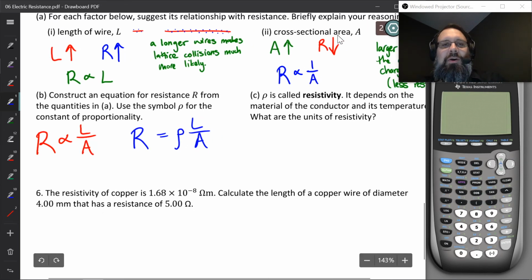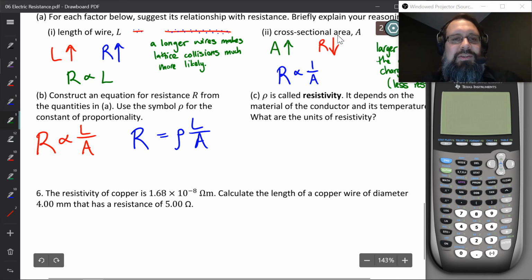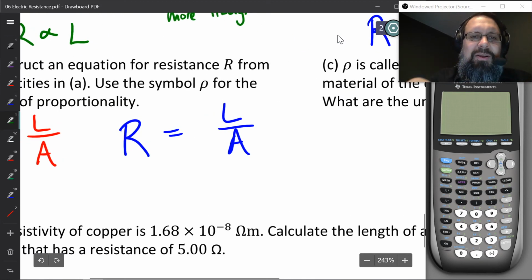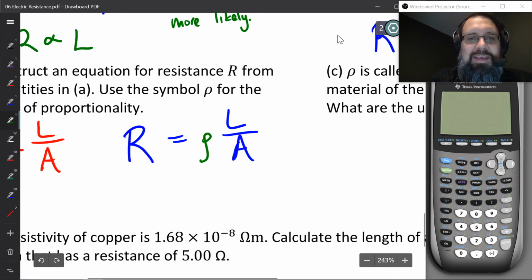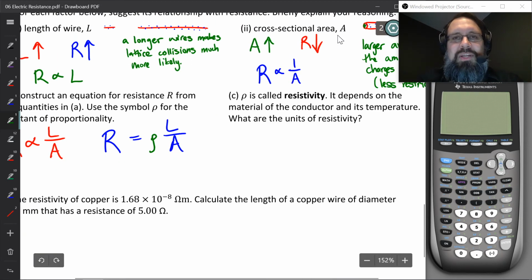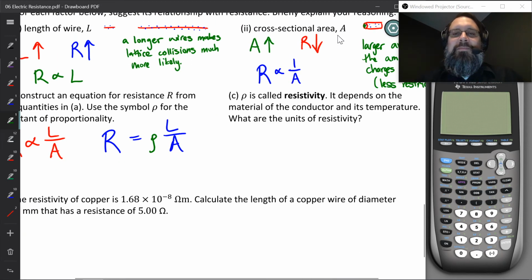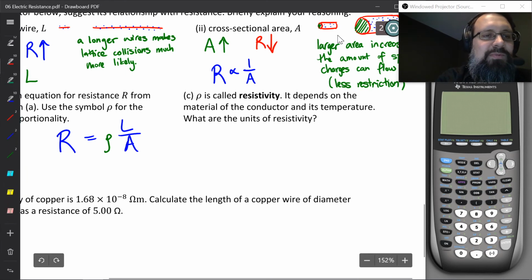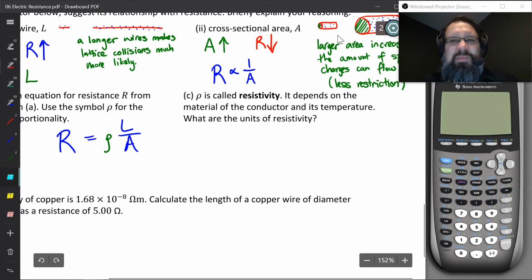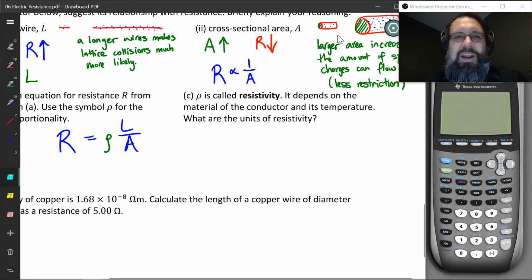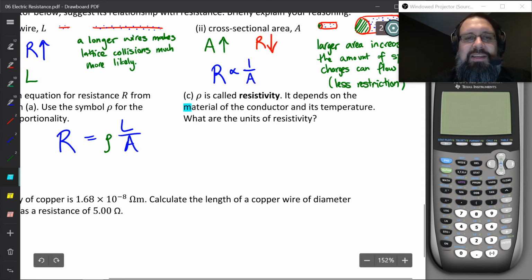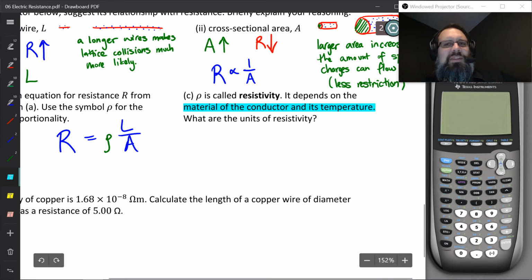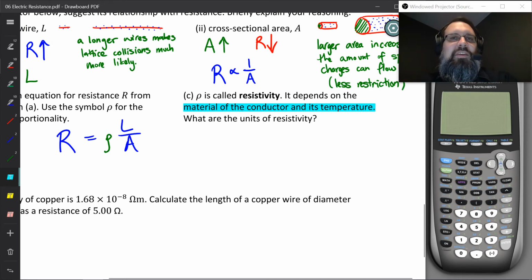And so rho is going to be a new quantity. I like to introduce this as just a mathematical idea, because what the heck is rho? Well, rho is just some proportionality constant that depends on two things. It depends on the material that the conductor is made of and the temperature. So it's basically a characteristic of the material of the conductor and its temperature. So you could look up what's the resistivity of copper? What's the resistivity of gold?